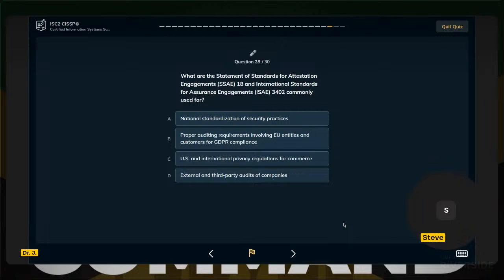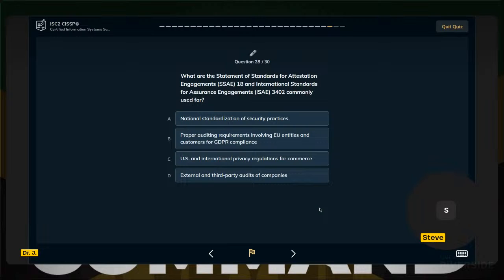I think it's D. Well, why is it D? I believe that is the SOC 1, SOC 2, Type 1, Type 2, if I'm really, really sure of that. Well, that's the opposing part. I mean, it's in a similar vein. SSAE is used for audit purposes, and that's the only answer that gives you an audit.